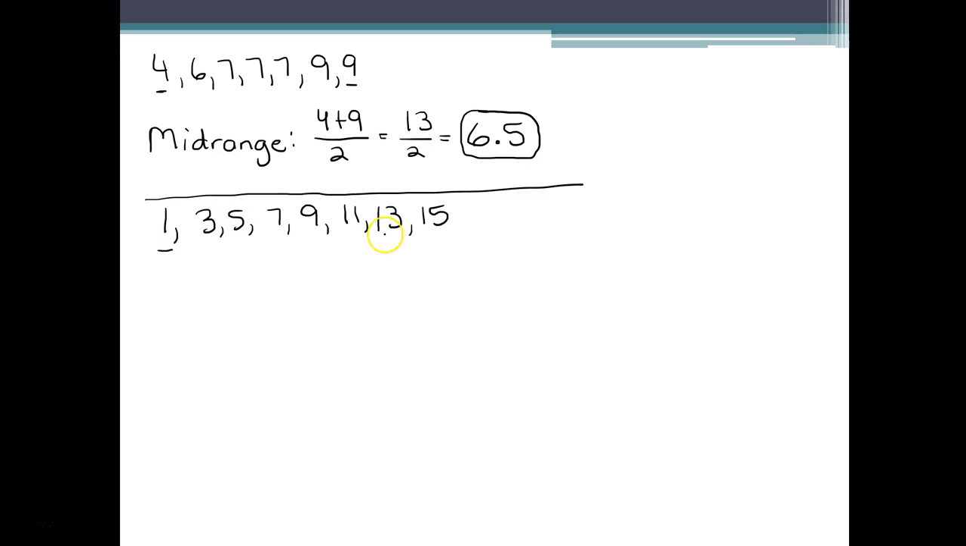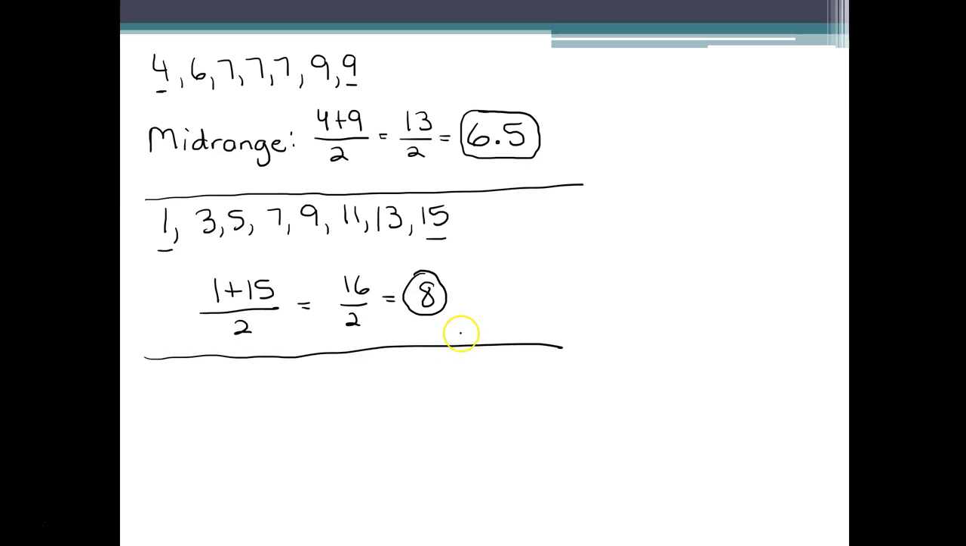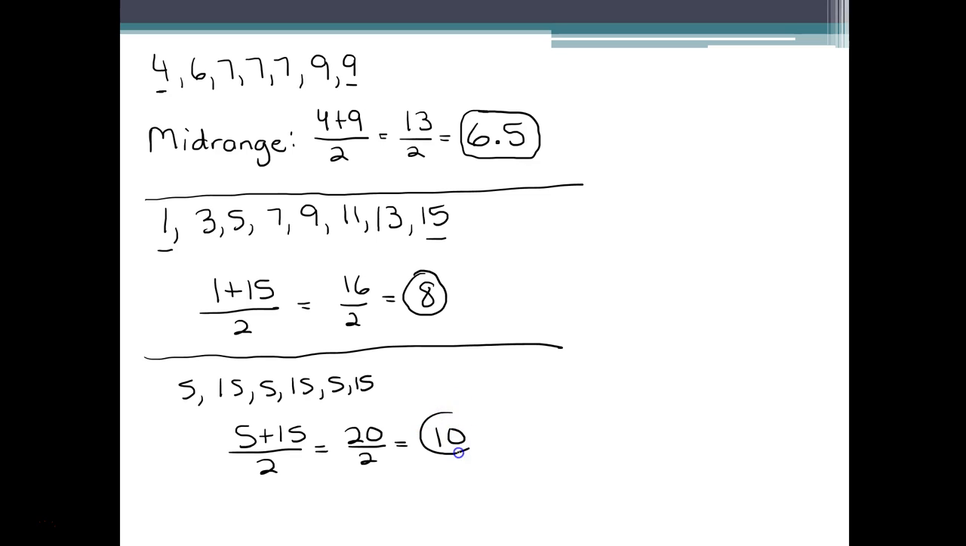Okay, so lowest is 1, highest is 15. To find the mid-range, you add 1 and 15 and divide by 2. So you get 16 divided by 2, which is 8. And then for that last set of data, you're going to be adding 5 and 15 together, dividing by 2. So there you go. That's how you find the mid-range.